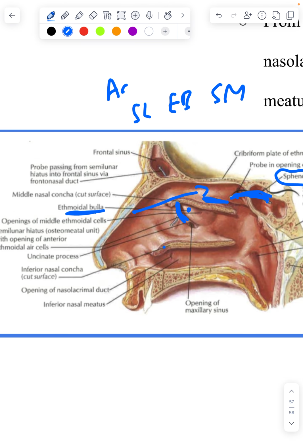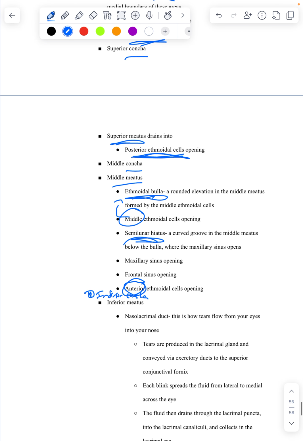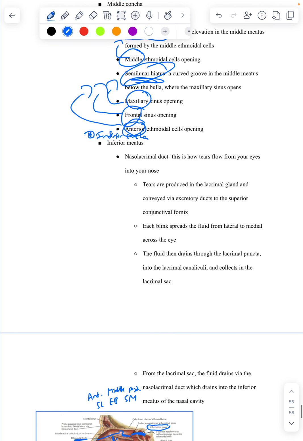So this gets anterior ethmoid cells. This gets middle. This gets posterior. So that should make sense why semilunar is anterior, ethmoid gets middle, and then superior gets posterior. The most anterior things also going to get the most anterior sinuses. So the front of your face, frontal sinus, front of your cheek, maxillary sinus. So all three of these go into the semilunar hiatus. And then your inferior meatus, you have your nasolacrimal duct.